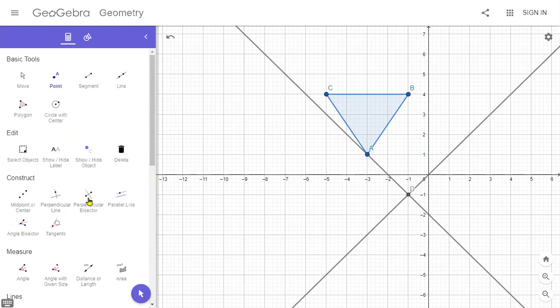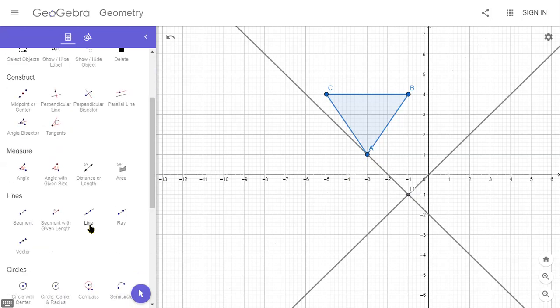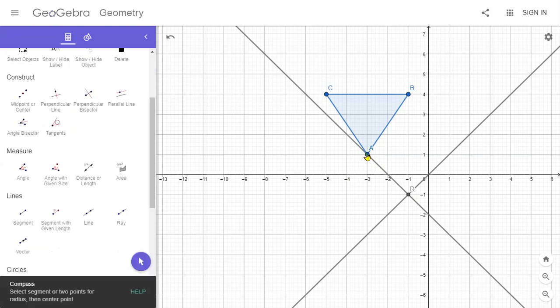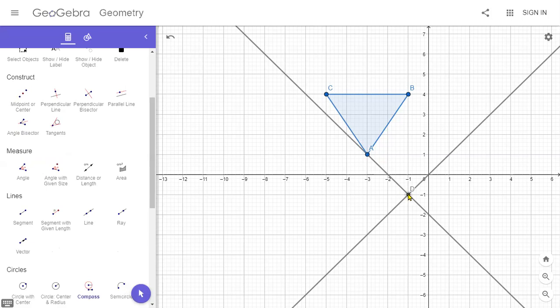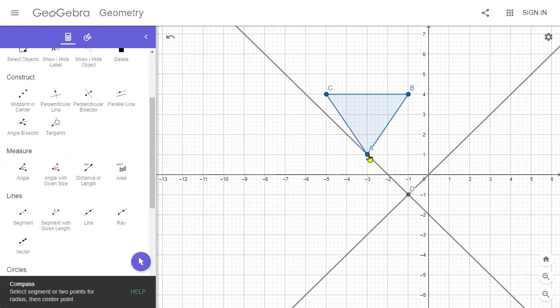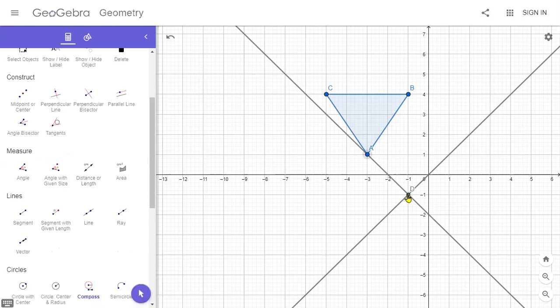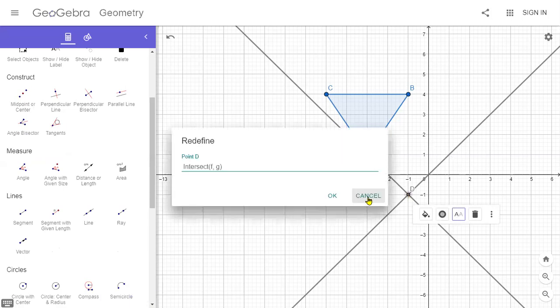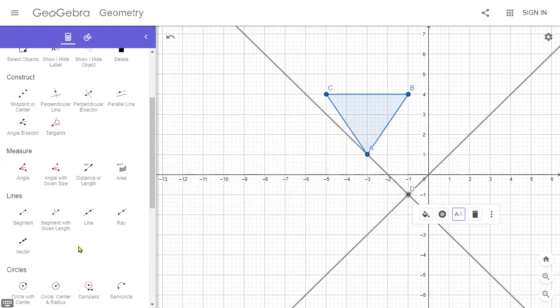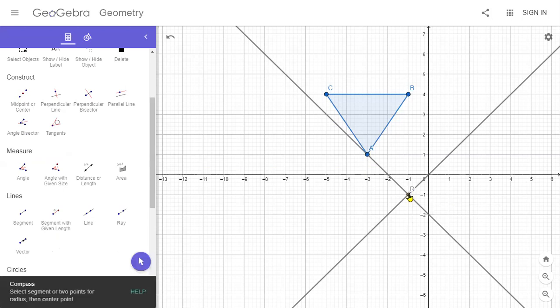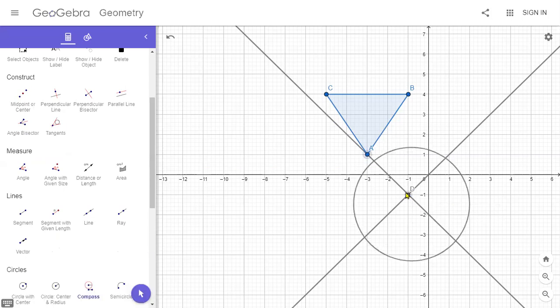Okay, let me make the circle with the radius AD. We have to just move to the opposite direction. Okay, this is the circle of the radius AD.